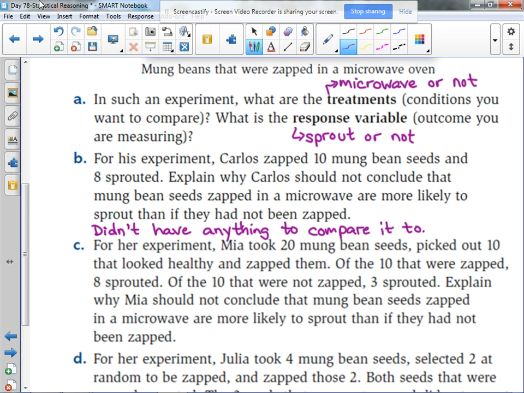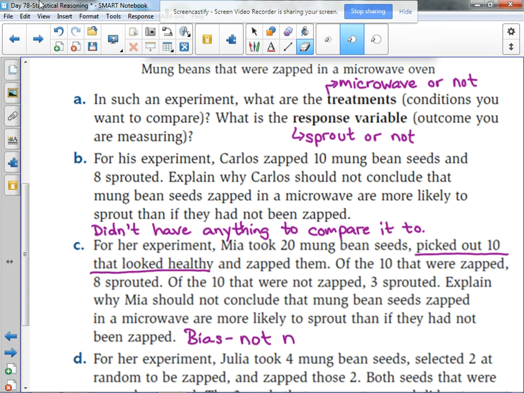Well, here's the key. She picked out 10 that looked healthy. Okay, she picked the ones that looked the best and zapped those, and then the unhealthy looking ones didn't zap. So wouldn't you think if they don't look good to start with, they're probably not going to sprout? Okay, so let's just say she's got some bias, or it wasn't random. It wasn't random because she picked out the specific 10 that were going to be zapped.